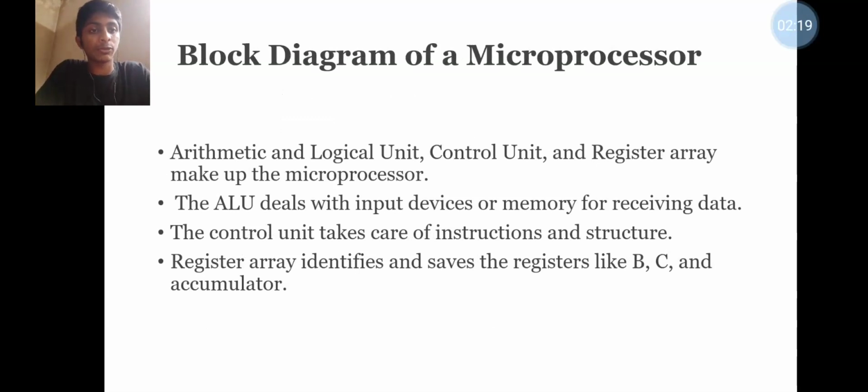Next, block diagram of a microprocessor. Arithmetic and logical unit, control unit, and register array make up the microprocessor. The ALU deals with input devices or memory for receiving data. The control unit takes care of instructions and structure. Register array identifies and saves the registers like B, C, and accumulator.